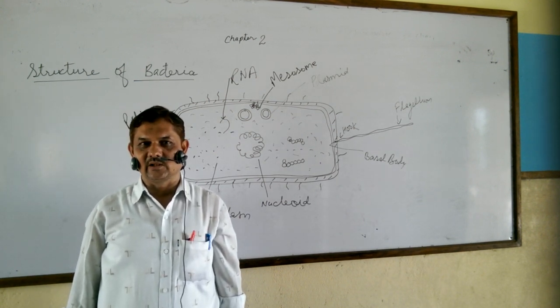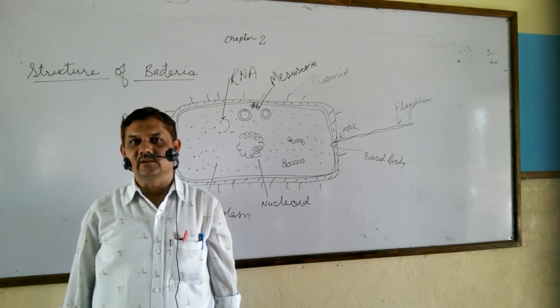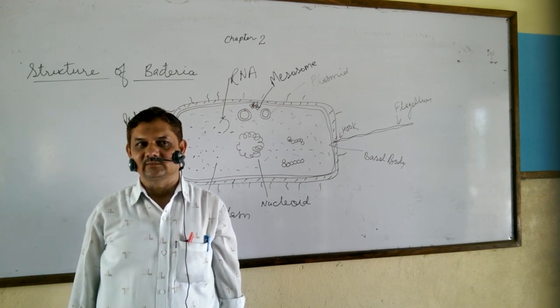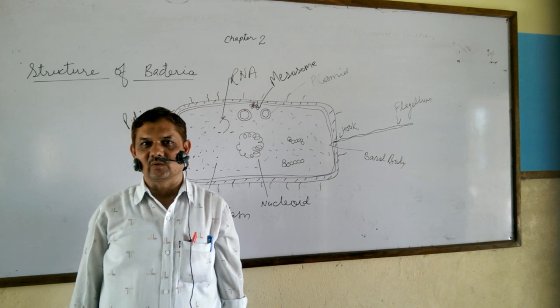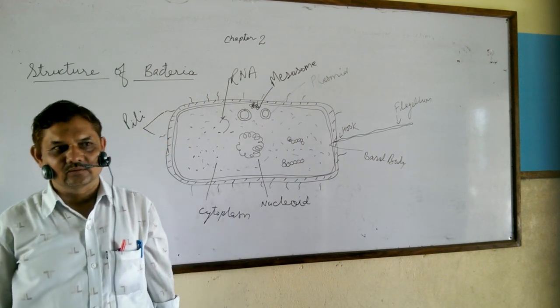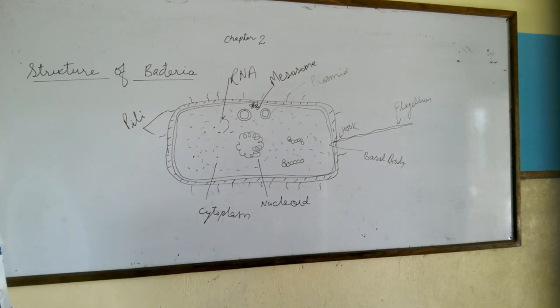Today we shall continue chapter 2. Our today's topic is structure of a bacterial cell. So let us see what are the different parts in a bacterial cell. You know, the bacteria belong to Monera. They are prokaryotic. They are unicellular. Sometimes they are found in the form of chains or bunches.